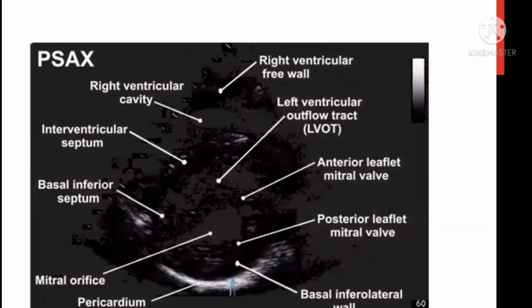Down here is a mitral valve. This is difficult to see, but the inside, this is a mitral valve. Okay. And this is the left ventricle, anterior leaflet and the posterior leaflet.